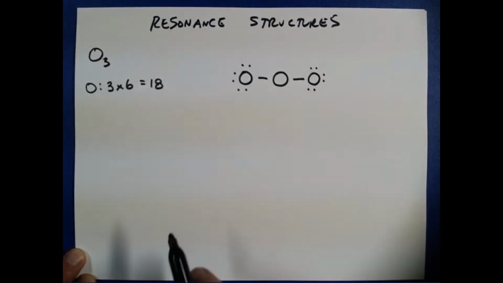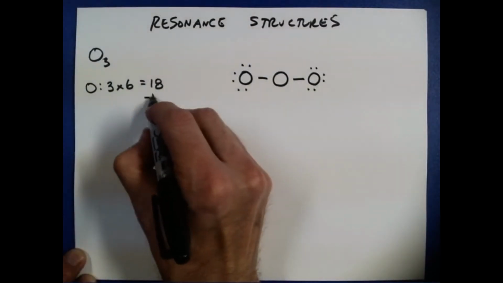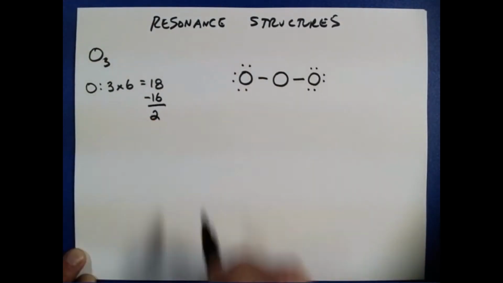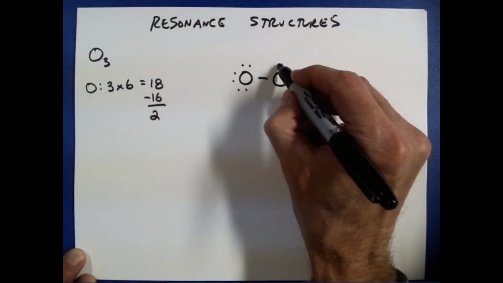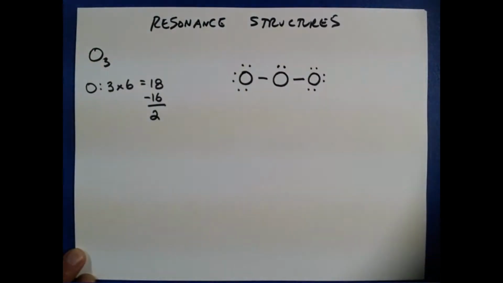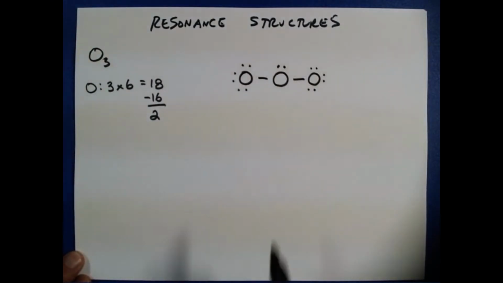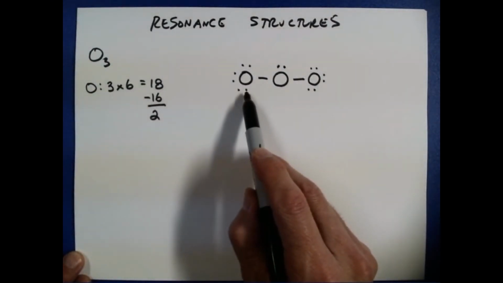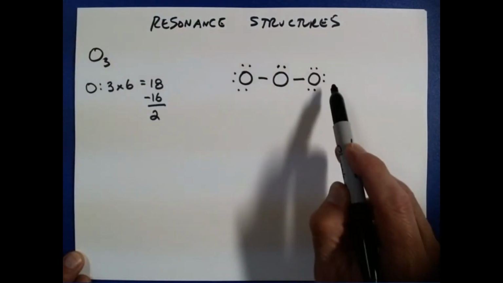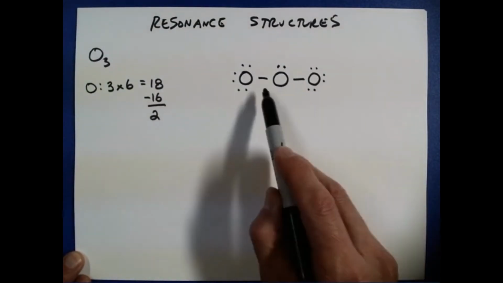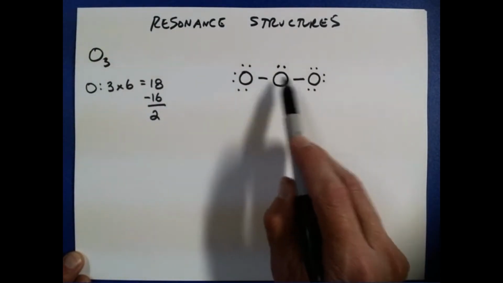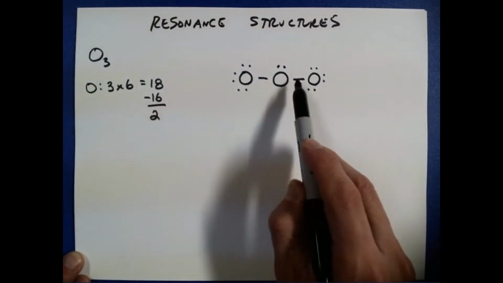That's 16 valence electrons used of the 18. That means there's 2 left over. And the 2 that are left over are going to go on this central oxygen. So I've used up all of my valence electrons now. Let's see if the oxygens are satisfied. This one over here feels like it has 8. This one over here feels like it has 8. But this one in the center, that only has 6. 1, 2, 3, 4, 5, 6.